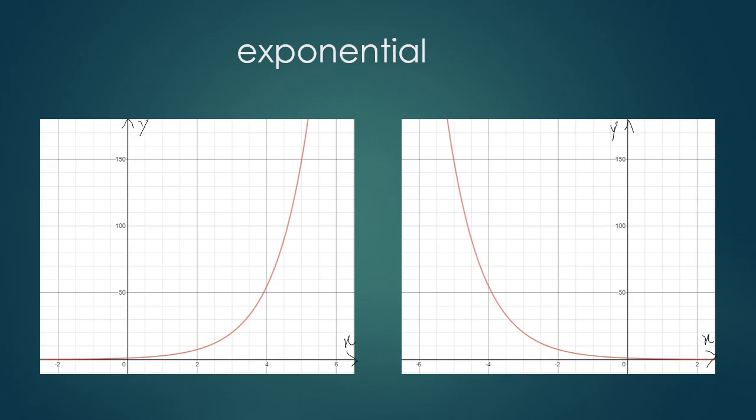The y value for these curves is always positive. It never actually reaches 0, and because of this, the line y equals 0 is called an asymptote to the curve. An asymptote is a line that a curve approaches but never quite reaches.